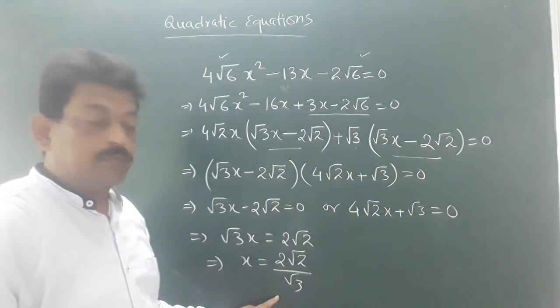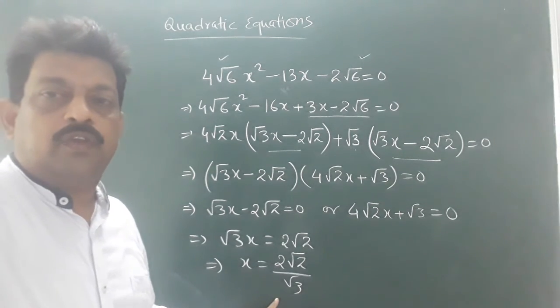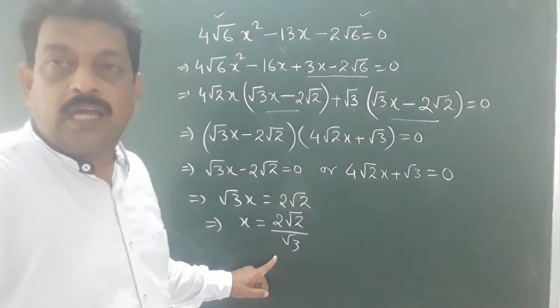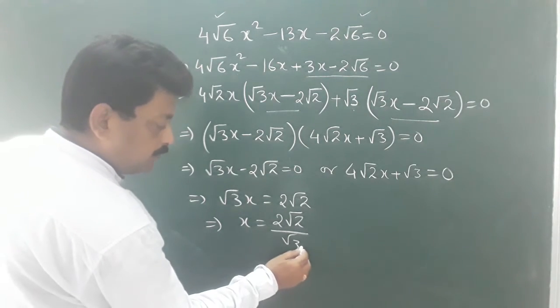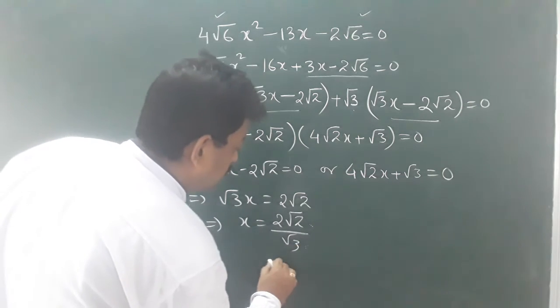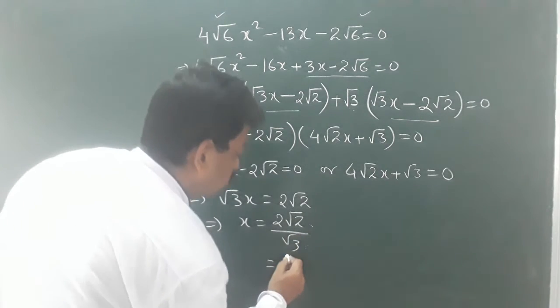We cannot keep the root in the denominator as answer. We have to rationalize. So every time when you are getting a root in the denominator, just try to rationalize. So we have to multiply both the numerator and denominator by root 3. So this will become 2 root 2 multiplied with root 3, that means 2 root 6.